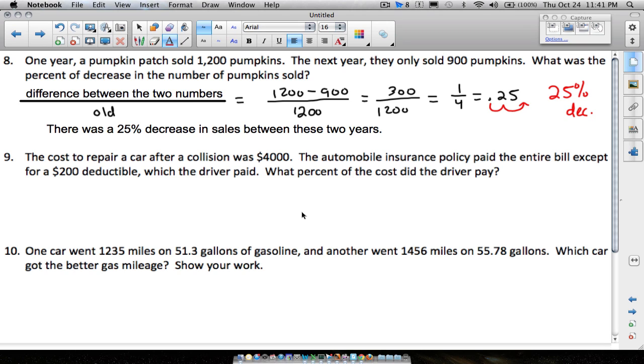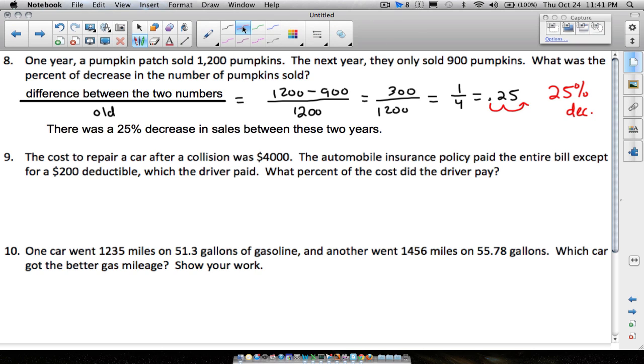Most of us do. There are some insurance policies where there's zero deductible, but good luck paying that premium every month. Nonetheless, you get in a car wreck, you have to pay a deductible. In this case, the driver pays $200, but the cost to repair is $4,000. I'd be more than happy to pay $200 if it costs $4,000 to repair my car. That's why we have car insurance. But the question is, what percent of the cost did the driver pay?